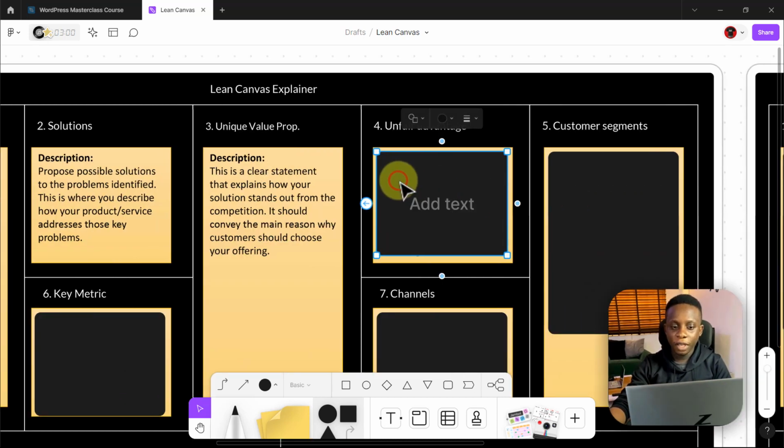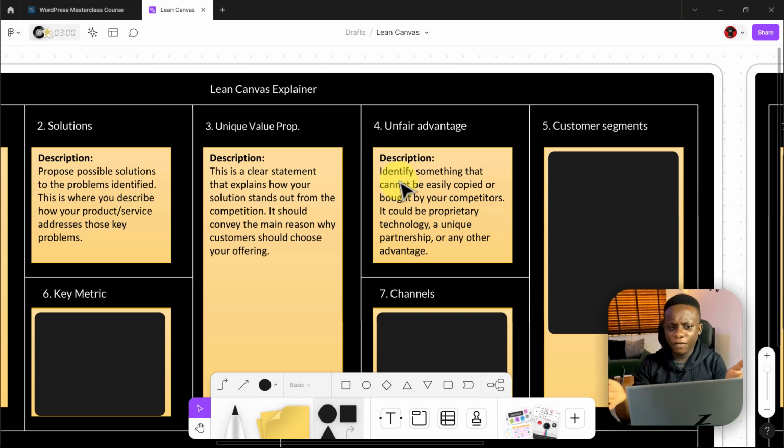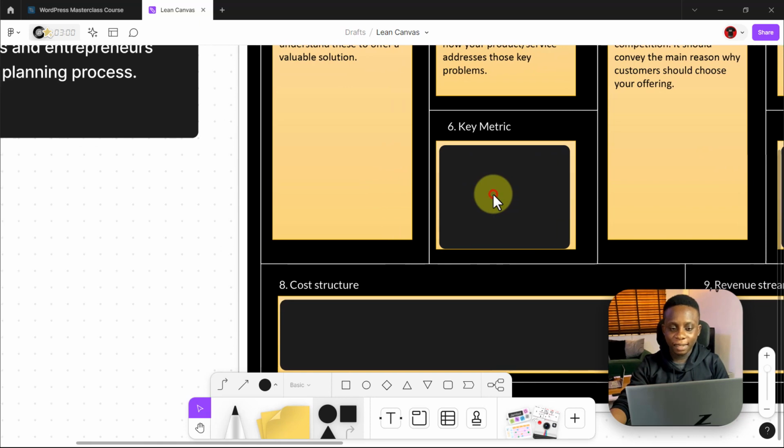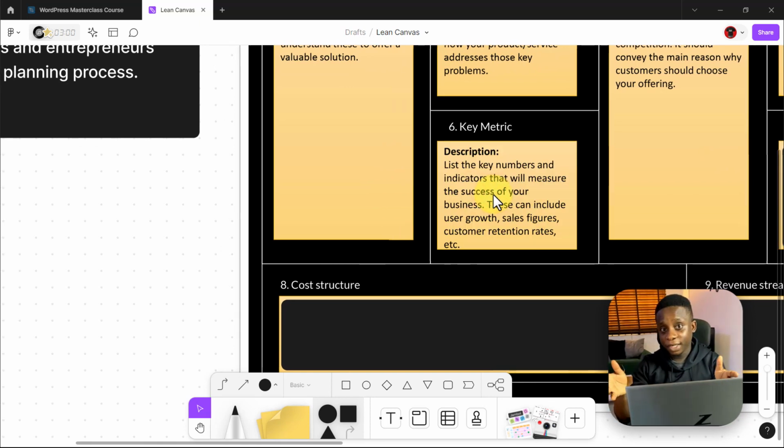Then four is unique advantage. A unique advantage is identifying something that cannot be easily copied or bought by competitors. Don't worry, when you see the examples, you will understand more about this. Five is customer segment. That defines the specific group of people or businesses you aim to serve. Then in number six, we list the key metrics. Key metrics are the numbers and indicators that you would use to measure your success, and they can include user growth, sales figures, customer retention, and whatever you want to track.